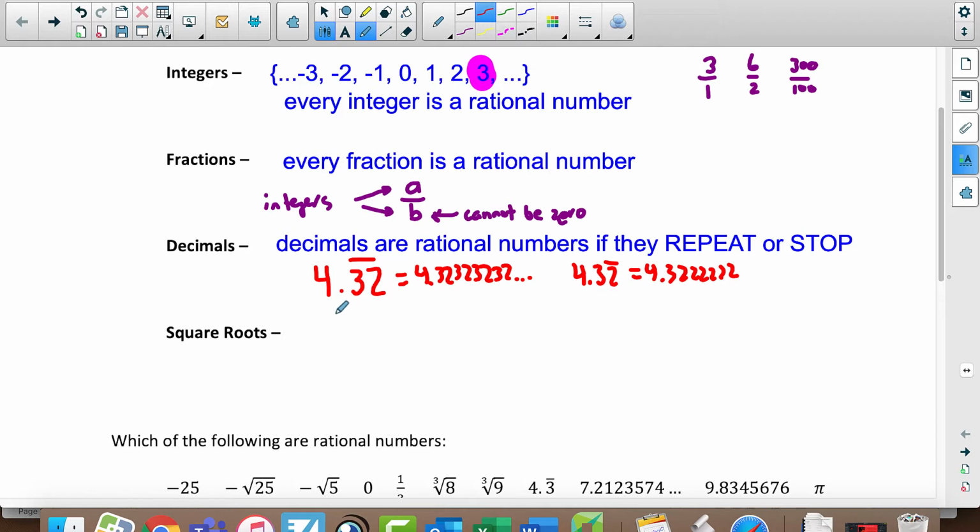How about 4.32343791 and then it just stops? Yeah, that stops, that terminates. So that's a rational number. How about 3.2? Yeah, that stops, so that's a rational number too.